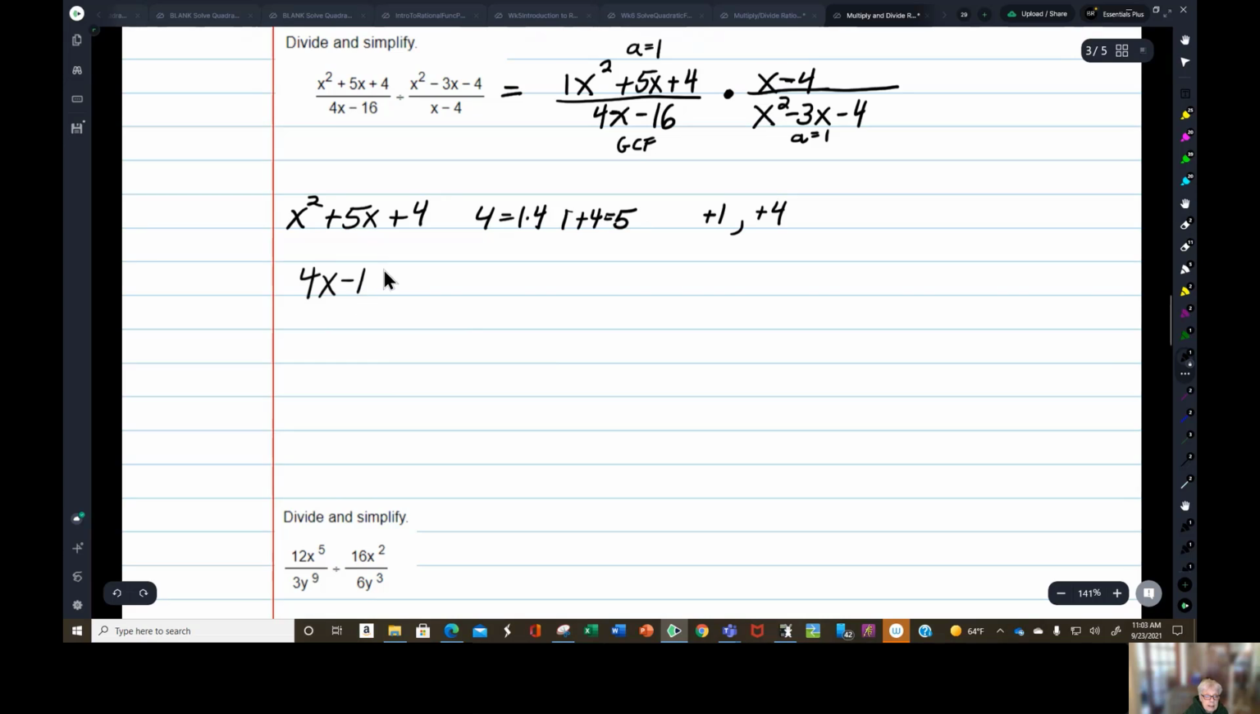4x minus 16 is 4 times x minus 4 times 4. Both terms contain a positive 4, so 4 is the GCF. And the leftovers are x minus 4.